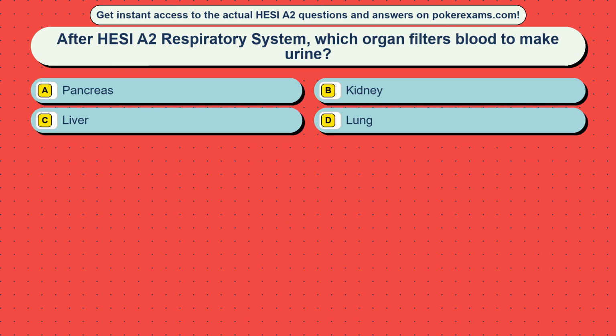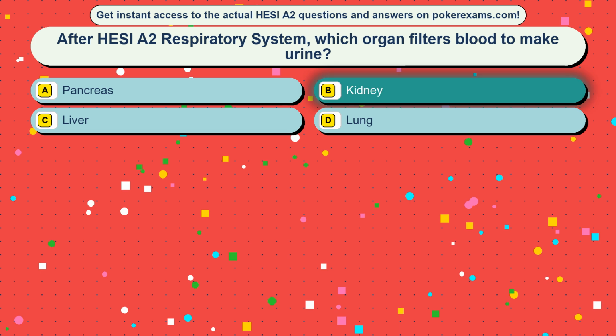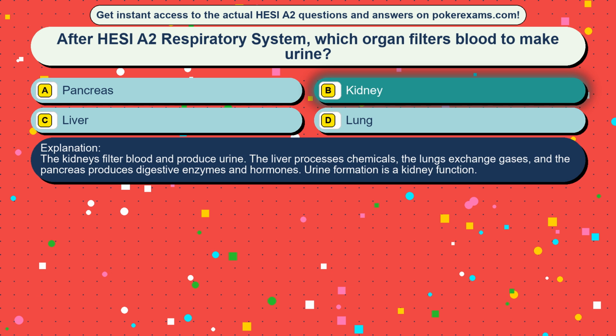Question 36. After HESI A2 respiratory system, which organ filters blood to make urine? Option A, pancreas. Option B, kidney. Option C, liver. Option D, lung. The correct answer is option B, kidney. The kidneys filter blood and produce urine. The liver processes chemicals, the lungs exchange gases, and the pancreas produces digestive enzymes and hormones. Urine formation is a kidney function.